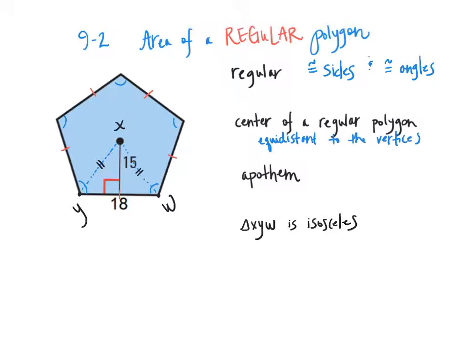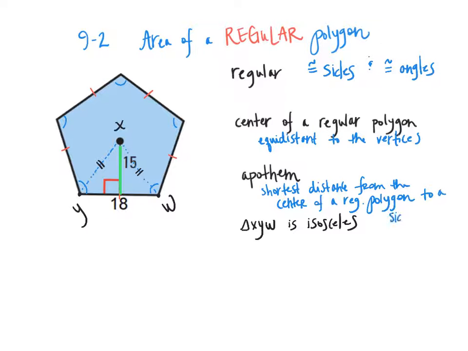Now the other term that will be new is the apothem. I'm going to highlight this in green. And the apothem is the shortest distance from the center of a regular polygon to a side.